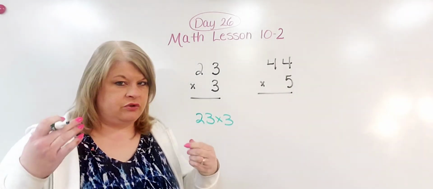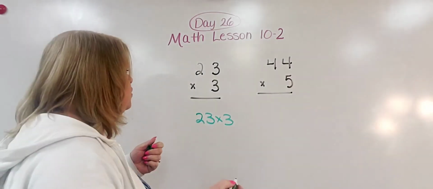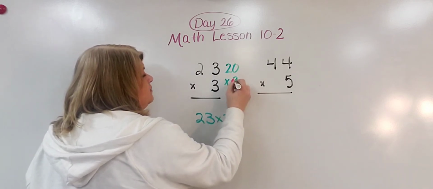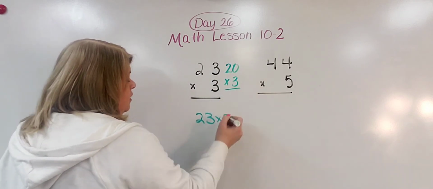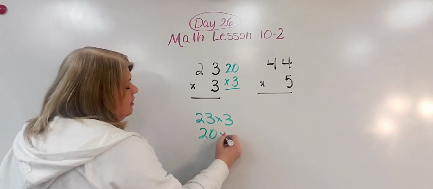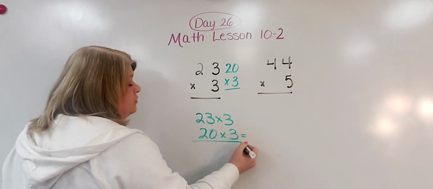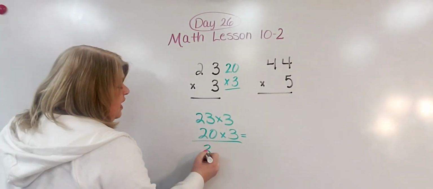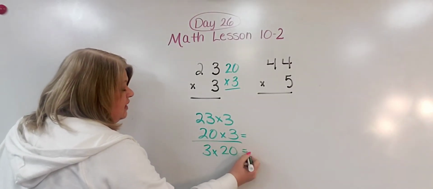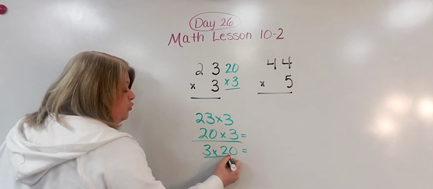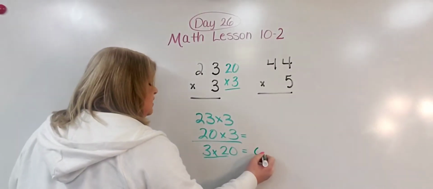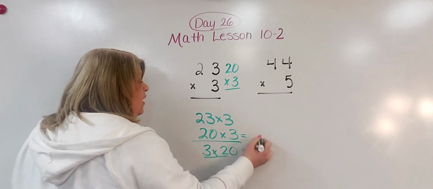Okay, it is. It's closer to 20, right? So in my head, I'm picturing 20 times 3. Whoa, I know how to do that problem, don't I? Because look what I can do. In my head, I can switch it around to this. I'm going to do what I know. What's the 3 times 2? 6. How many zeros? 1.